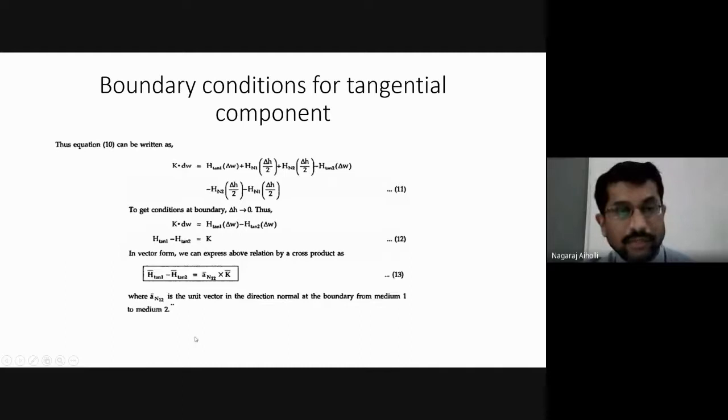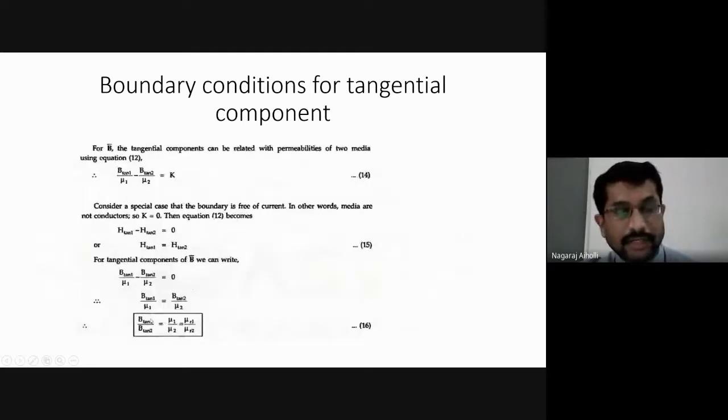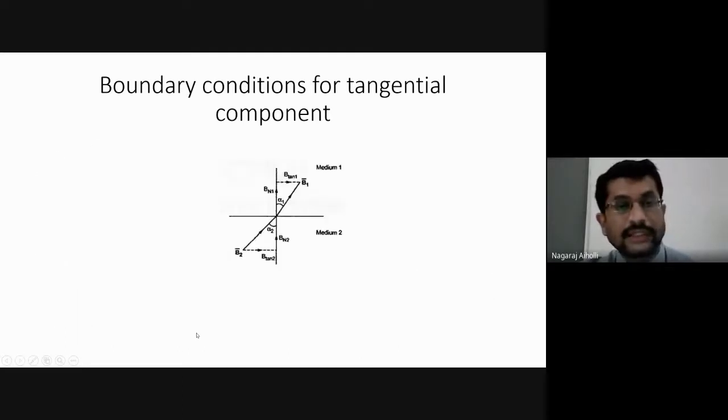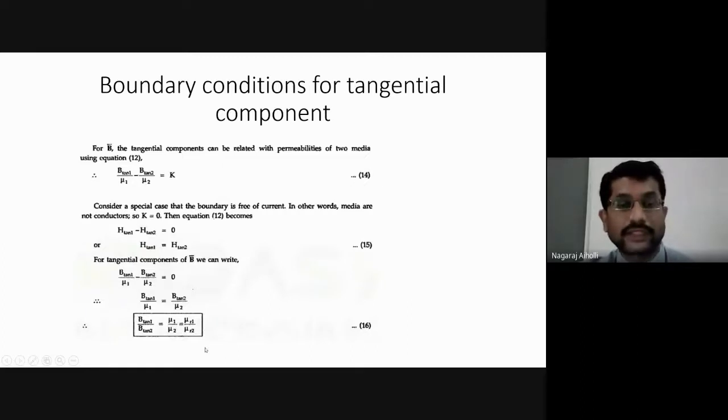The tangential component of the magnetic flux density, B tan 1 by B tan 2, is discontinuous at the boundary, because B tan 1 by B tan 2 is not equal to 1. B tan 1 by B tan 2 is equal to mu 1 by mu 2, that is equal to mu R1 by mu R2. Hence, we say that the tangential component of flux density B bar at the boundary is discontinuous.